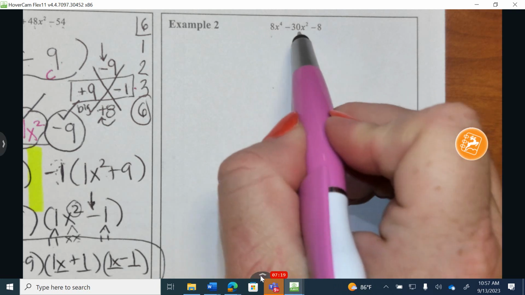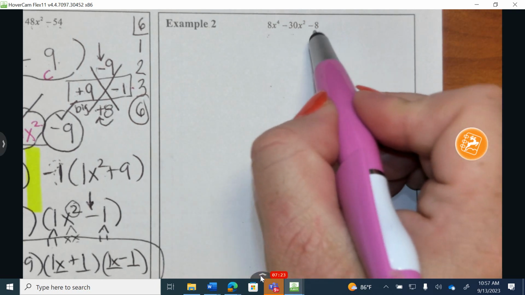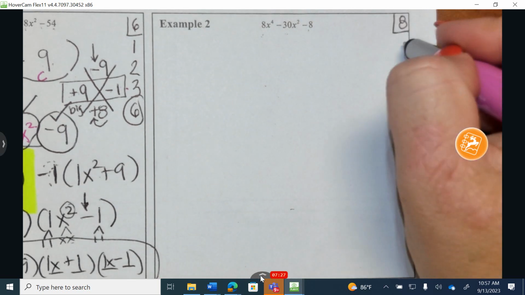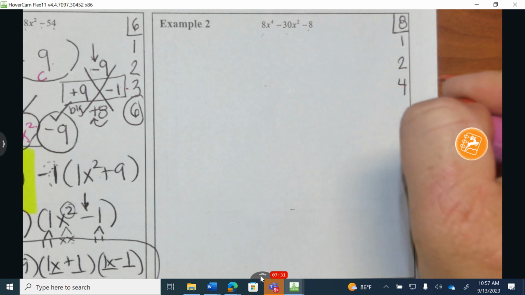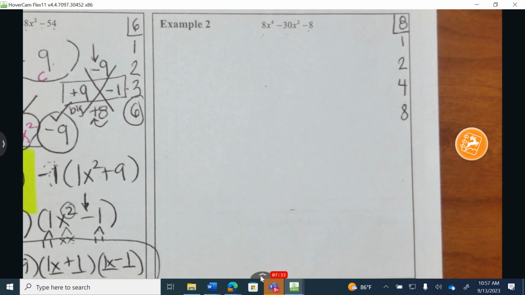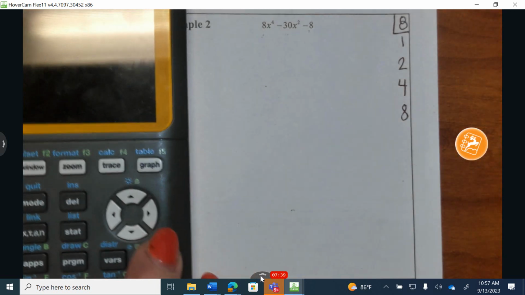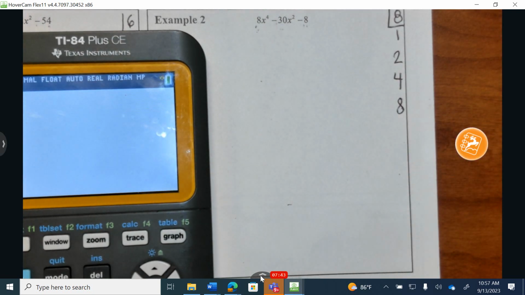So we have 8, 30, and 8. Don't worry about positives or negatives. 8, 30, and 8. The smallest number is 8. What number is nicely divided into 8? 1, 2, 4, and 8. So I'm going to start with 8. I'm grabbing a calculator, and I'm going to divide each one of these terms by 8. So I'm going to go 8 divided by 8.